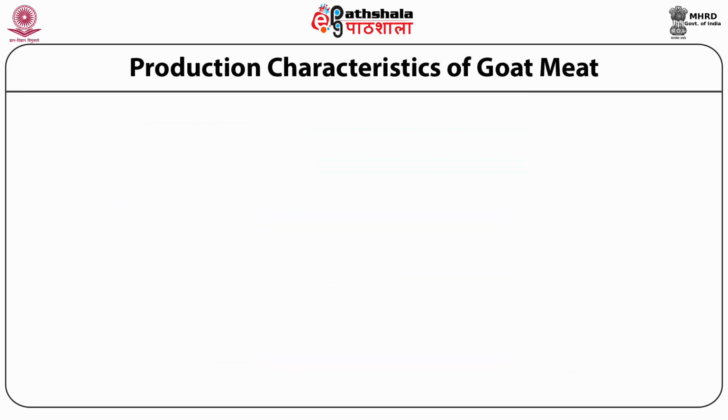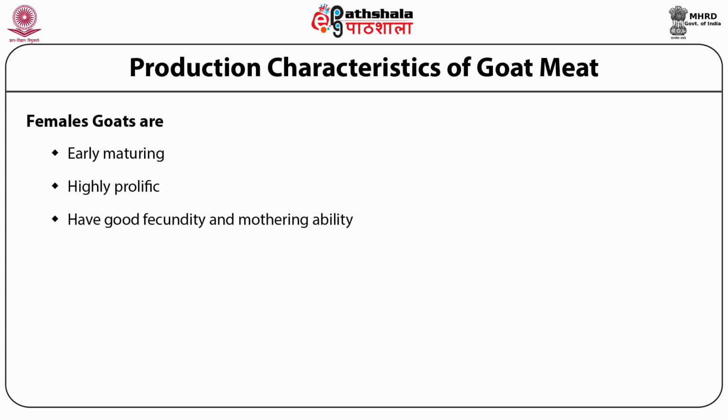The value of goat meat in human nutrition can't be considered without reference to the production characteristics of goat keeping. Traditionally, goats in the developing regions are free-ranged or rear-herded, communally with little management care. General characteristics of goats favoring meat production are: females are early maturing, highly prolific, and have good fecundity and mothering ability.